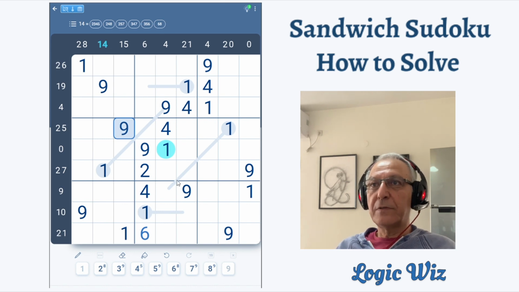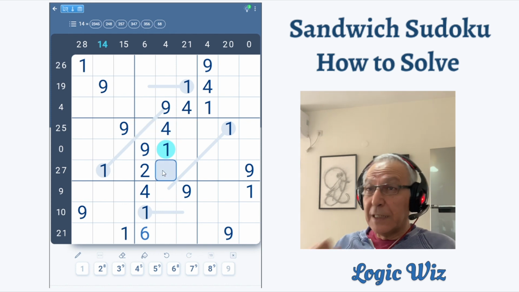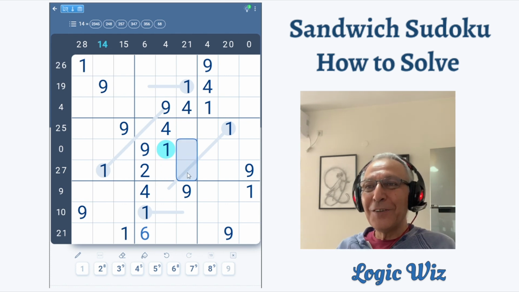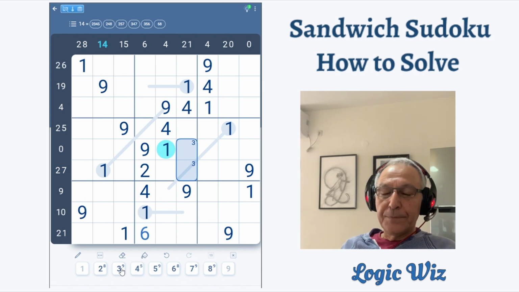So let's start to look at some of the digits here. I'm looking at this box, for example. 3 can no longer go here because it's consecutive to the 4. Cannot go here, I'm sorry. So 3 can go only here.